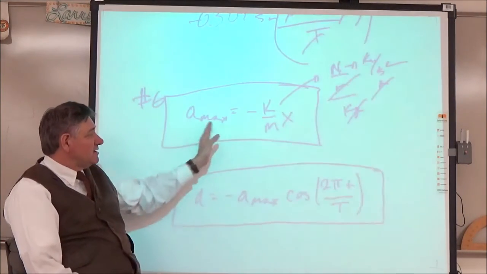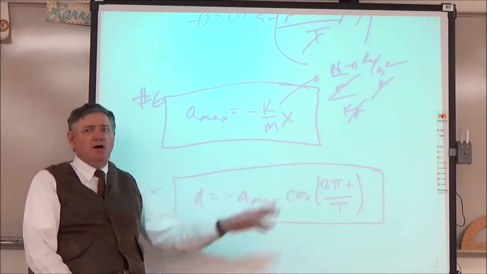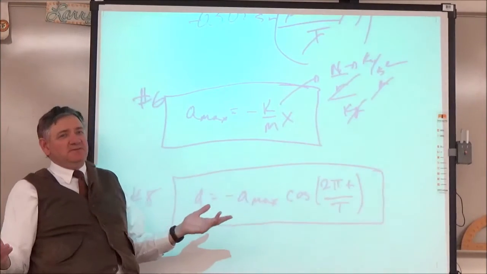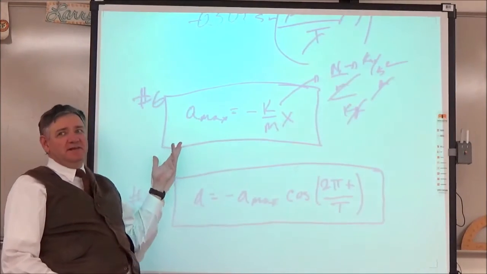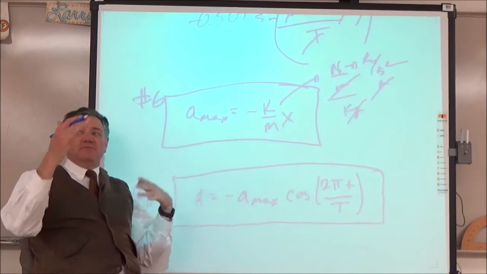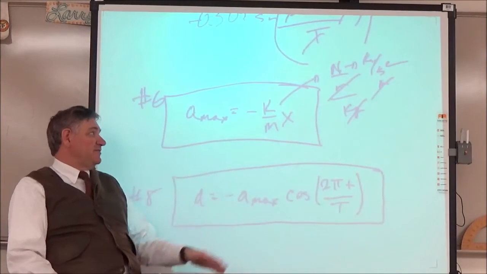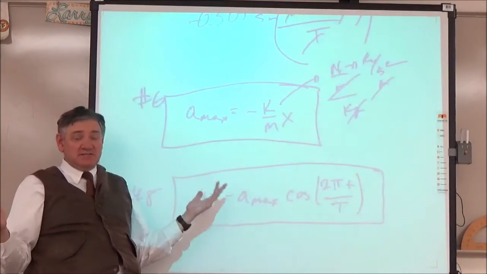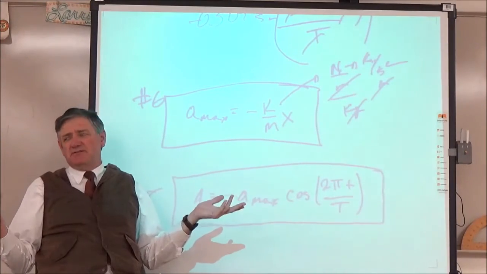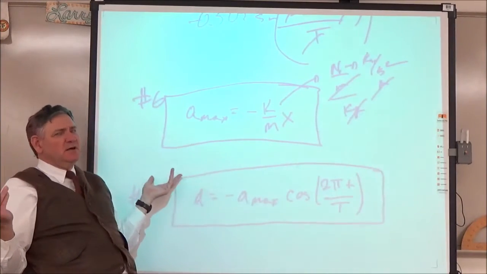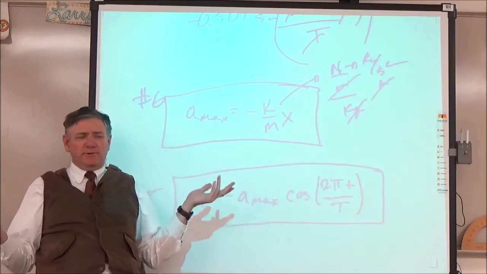And again, if you let x go to 0, if you don't have any amplitude, guess what? You don't have any acceleration. And if you don't have any mass, guess what? Your acceleration becomes undefined, which doesn't make any sense anyway, because you're going to try and make a spring oscillate with no mass on it, and that's just going to be weird anyway.